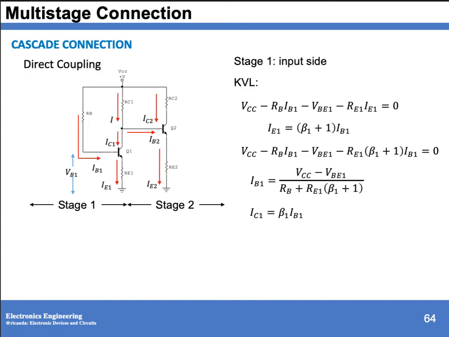And IC1 is equal to beta 1 IB1. Then if we have to solve for the voltage base 1, that is from the base of your transistor 1 with respect to ground, that is voltage base emitter 1 plus the voltage drop across RE1. And if we have to solve for the voltage emitter 1, that is the voltage drop across RE1.